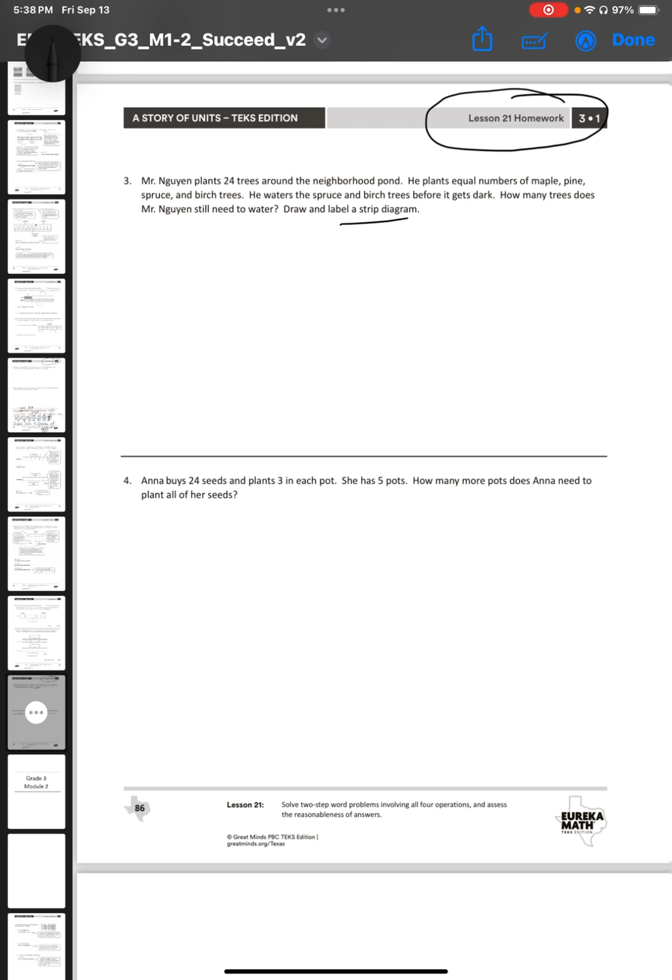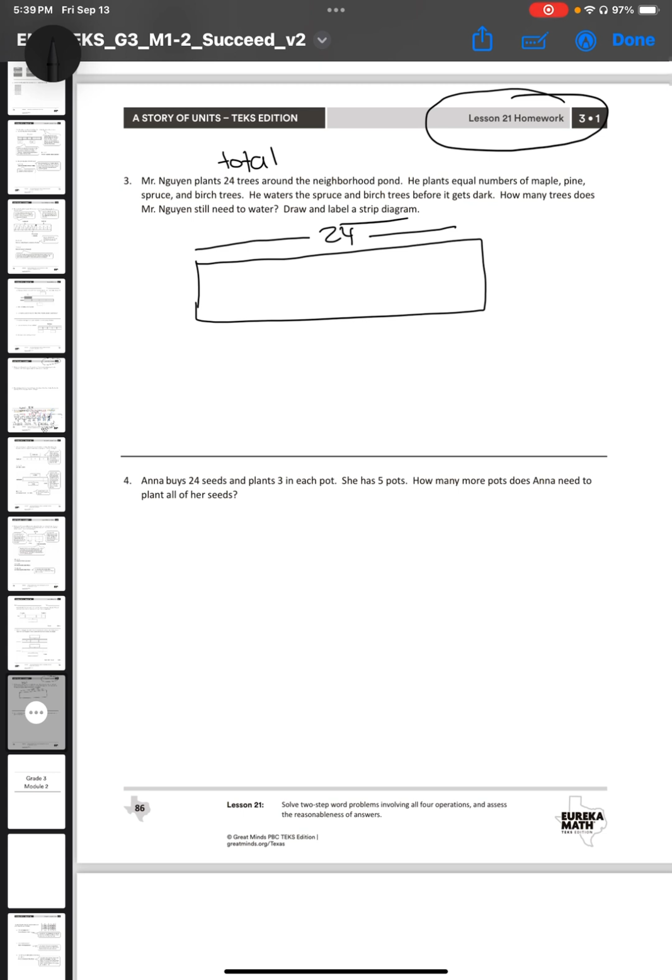Sometimes you're told how to solve the problem, and you do have to solve it using that model or method. Other times it will just ask the question and you're free to solve it however you would like. In this case, we're told to use a strip diagram. So I'm going to start out by drawing a strip diagram, and I'm going to go back and ask myself, what do I know? Mr. Nguyen plants 24 trees. That is a total. So I know from here to here, we have a total of 24 trees.